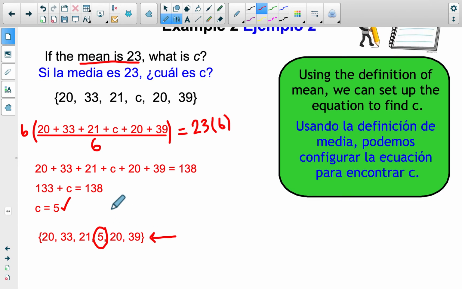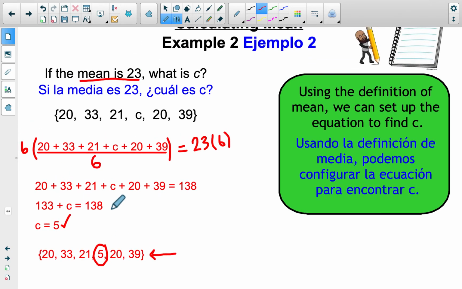As I emphasize all the time, guys, take the time to check the answer. It doesn't make sense, when you know you have a way to check that you get it right, to not take advantage of that. So C here is equal to 5.